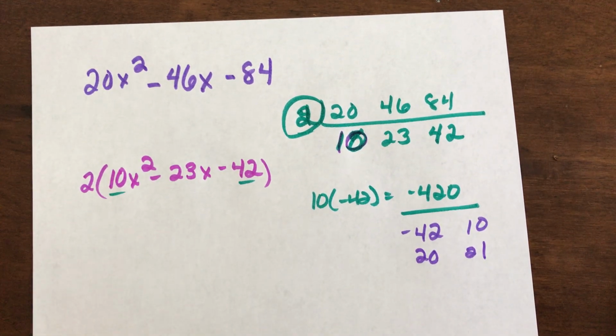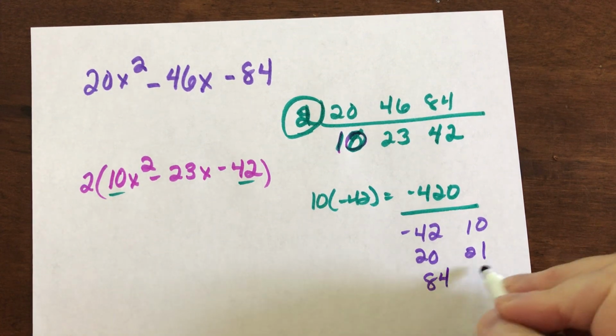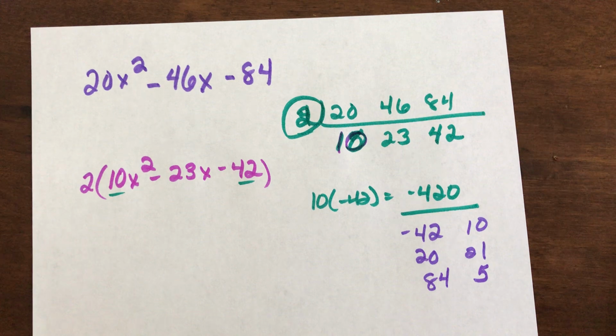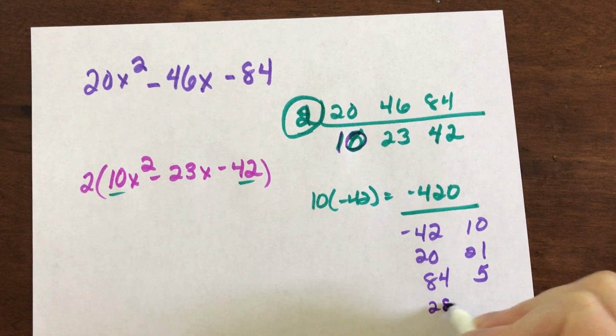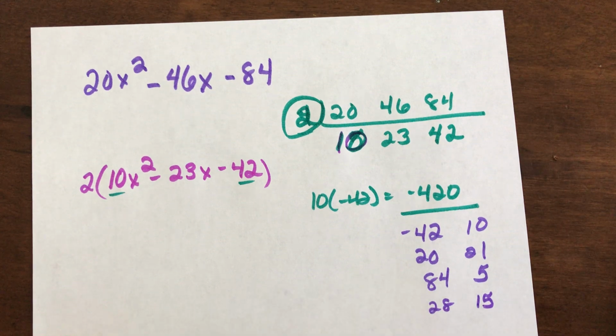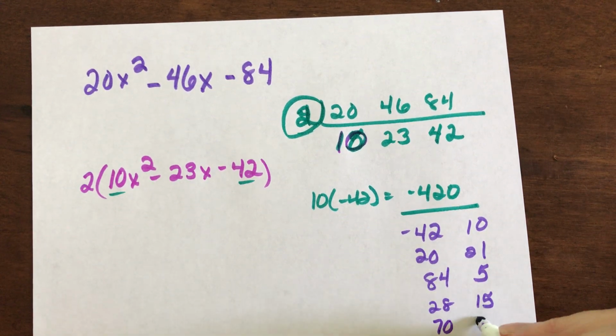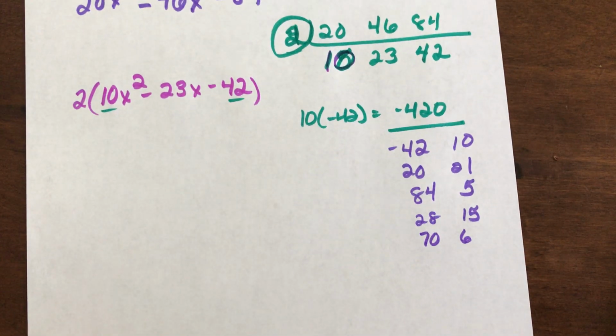We get the 10. Let's see, 420 divided by 5. Nope. 84 and 5 is not going to give us 23. Let's try 15. 28 and 15 is not going to give us that. 420 divided by, no, it's not going to work. Let's see, 420 divided by 6. 70 and 6 is not going to work. See, this can be the most tedious thing ever.